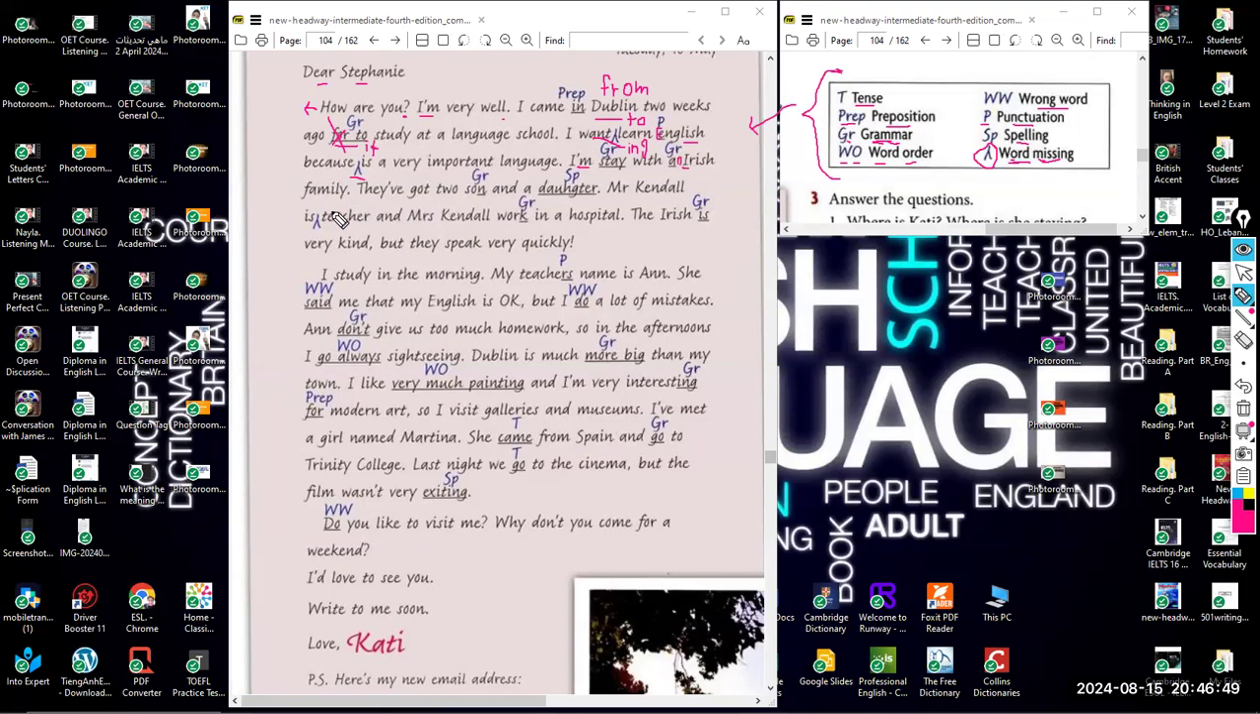Exactly. They've got 2 sons and a daughter. They have got 2 sons. This is a grammar mistake because we have 2. Absolutely, we have to mention the plural. So they've got 2 sons and a daughter.